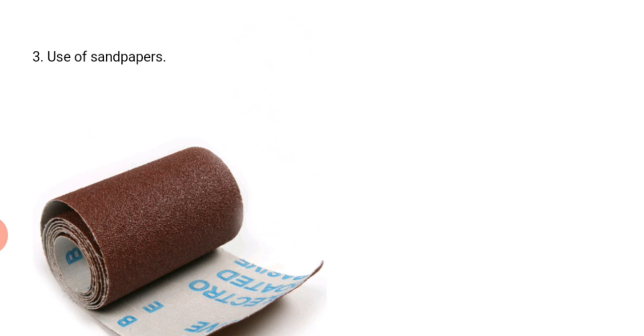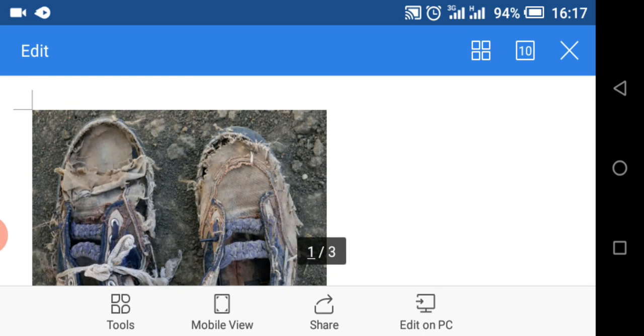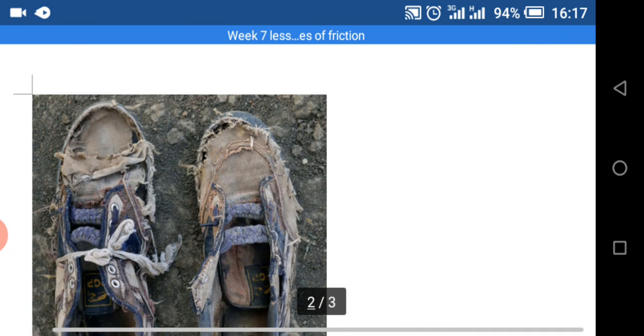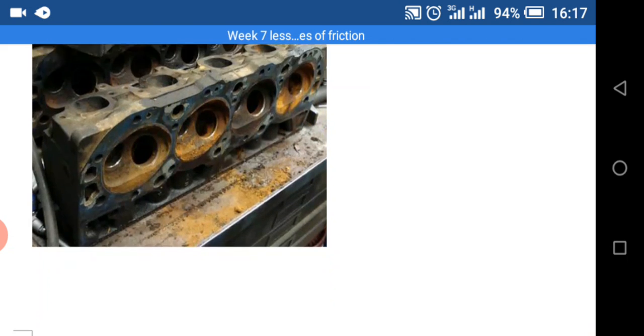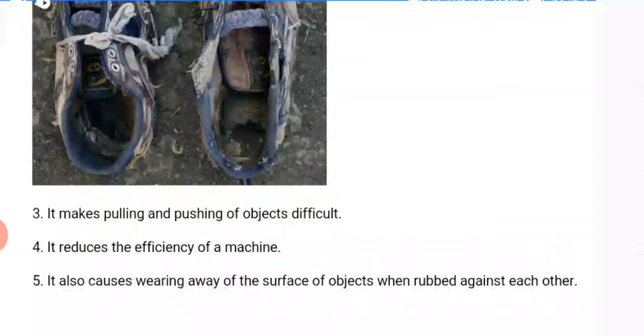But before we go, let's quickly run through what we learned today, which is the disadvantages of friction. One, it can generate heat in an engine. Two, it can cause wearing and tearing in engines, shoes, and soles. Third, it makes pulling and pushing of objects difficult. Fourth, it reduces the efficiency of a machine. And the last one is that it causes wearing away of the surface of objects when rubbed against each other.